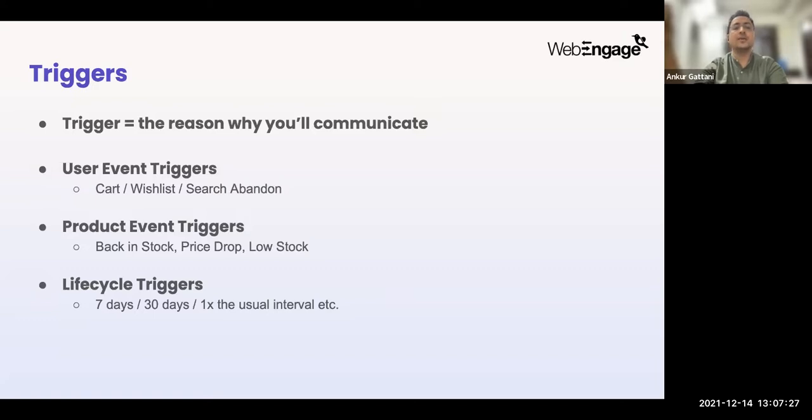Now, if you were to combine a user event with a triggered product event, for example, a message that would be sent would look like: you had these 5 items in your cart which are now running low on stock, or you have this 20% off on this particular item which is in your cart.